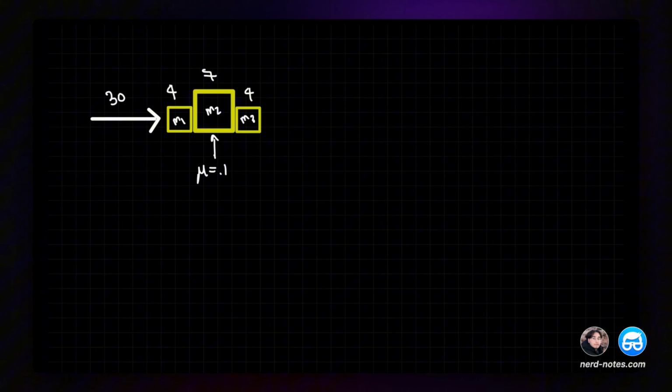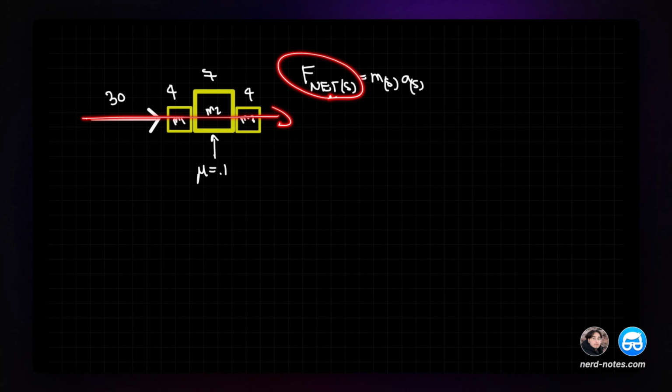So the first thing we're going to do is use F net of a system to solve for the acceleration of this entire system. Remember, the net force of the system is going to be all the forces that accelerate the system forward, which in this case is that 30 newton force, minus all the forces that retard the system. In other words, all the forces that slow it down. And in this case, the only force that slows it down is the friction on that middle block.